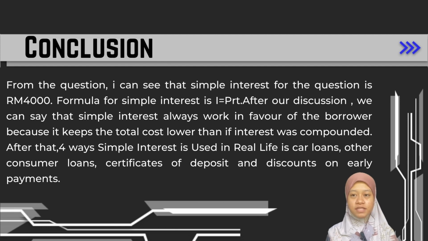I would like to present the conclusion of simple interest from the question, 4,000 ringgit. The formula for simple interest is I equals PRT. After our discussion, we can say that simple interest always works in favor of the borrower because it keeps the total cost lower than if interest was compounded.